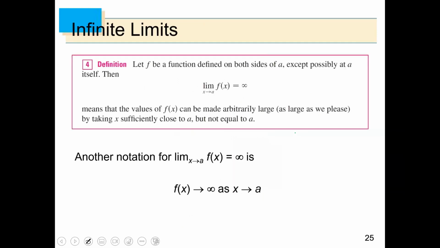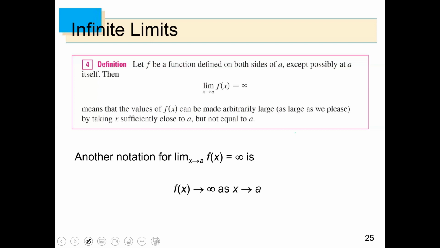Let's move now to the infinite limits. For a function f of x, we have the limit as x approaches a equal to infinity. What does this mean? When you approach a finite number a, the function is becoming very large, infinity. And we'll see later that it may be minus infinity. The same phenomenon will happen.